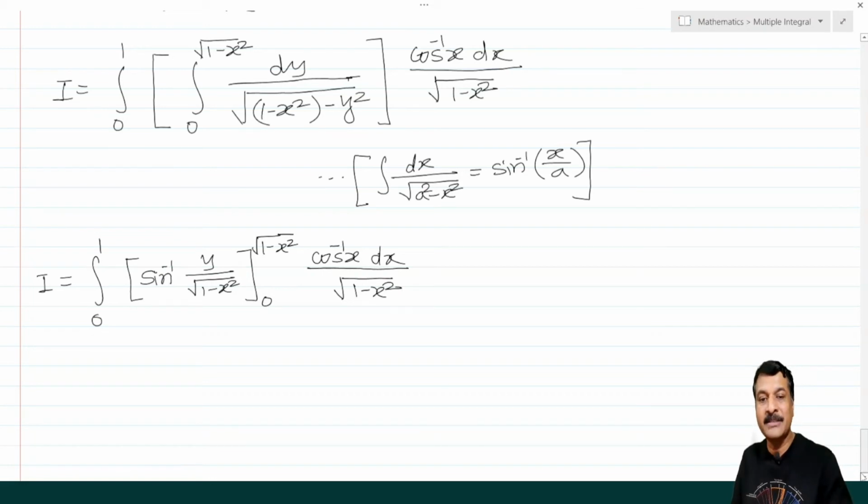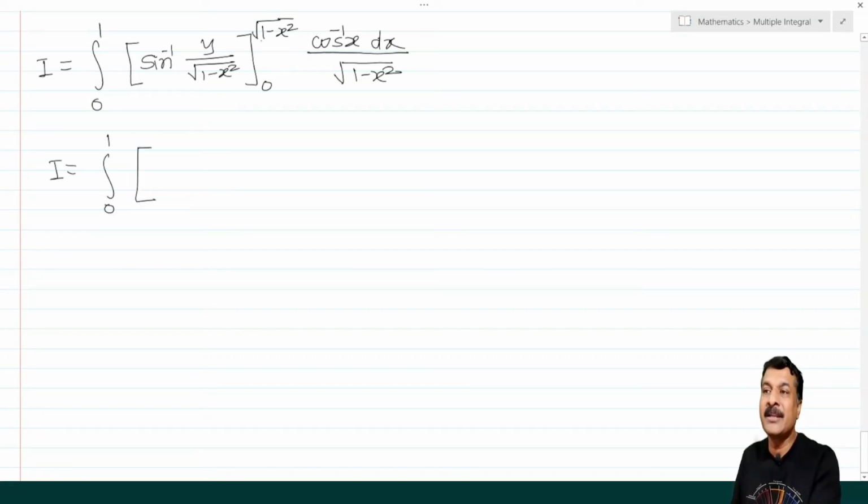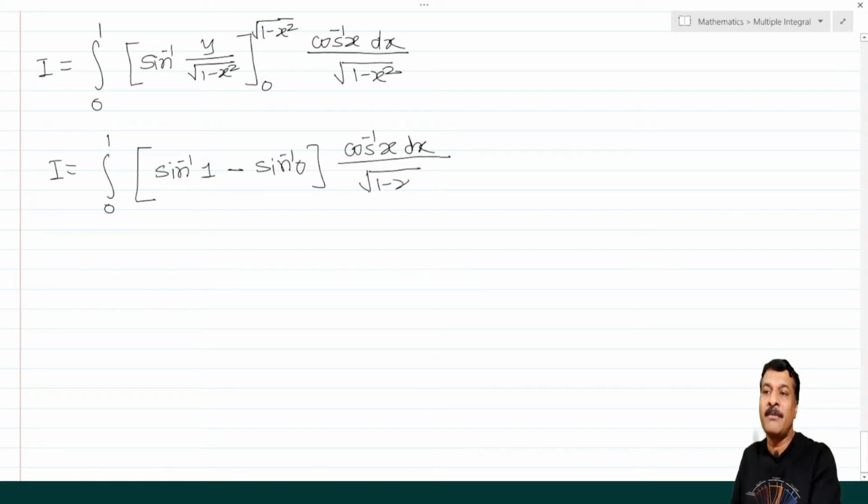So y replaced by upper limit minus y replaced by lower limit. So I am getting integration 0 to 1. Note that the upper limit is under root 1 minus x square upon under root 1 minus x square. So I am getting here sine inverse 1 minus the lower limit, which is 0. So y equal to 0, so I am getting sine inverse 0. Remaining as it is, cos inverse x dx upon under root of 1 minus x square.